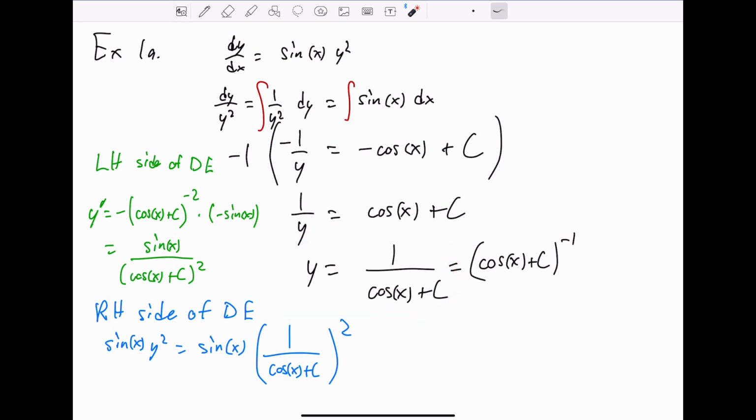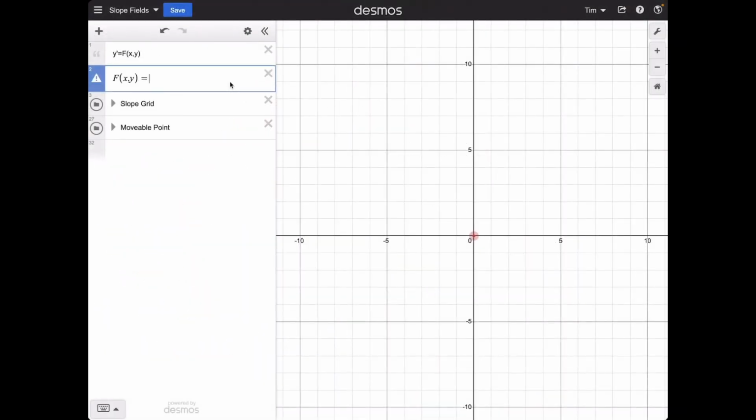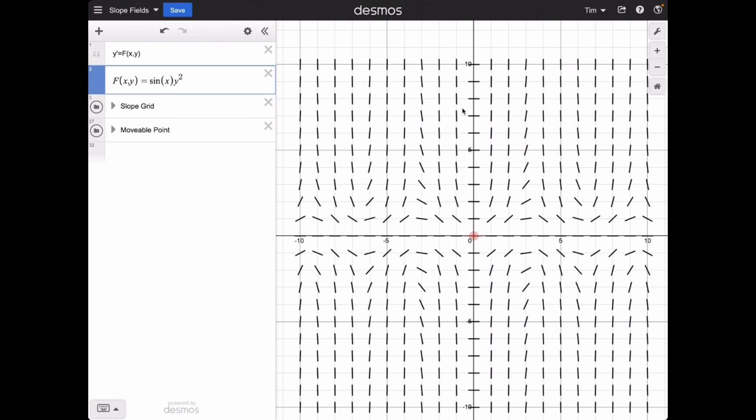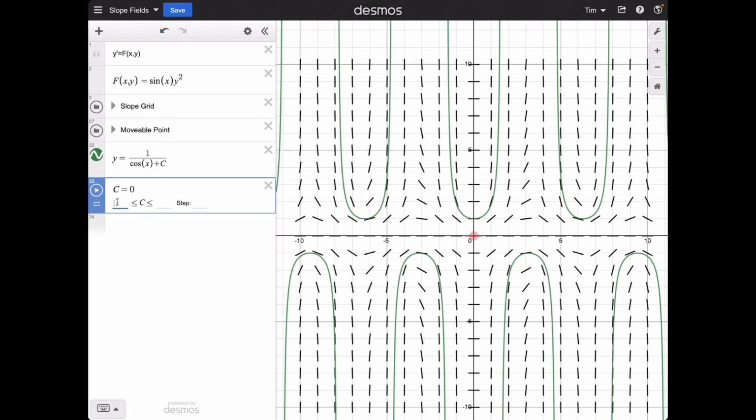Let's take a look at this in Desmos compared with a slope field. So here's our slope field generator in Desmos, and we're going to put in the differential equation here. We have sine of x times y squared. So there's the slope field that we're looking at for this differential equation, and we just found the general solution. It's y equals 1 divided by cosine of x plus c. Now, if we add values for c, we can see what the different solutions look like. So let's go ahead and look at a range here from, let's do -10 to 10.